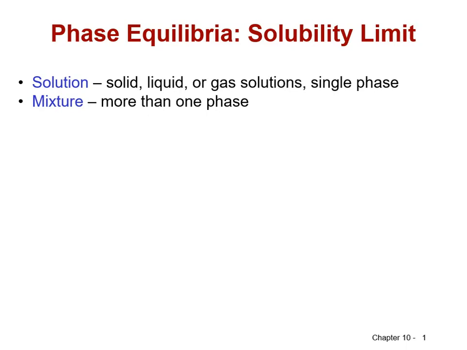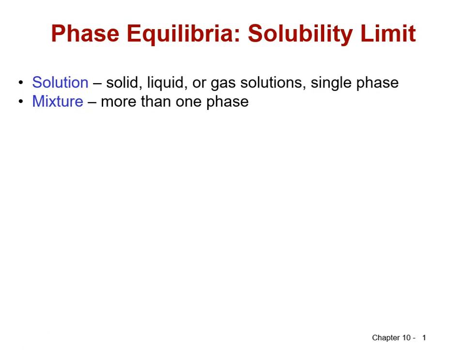So just to drop back a little bit, we're going to define a solution as a solid, liquid, or gas which has only one phase, not a mixture which can have more than one phase. So basically it's a bit recursive. A solution will typically be clear; it will be one component dissolved in the other.